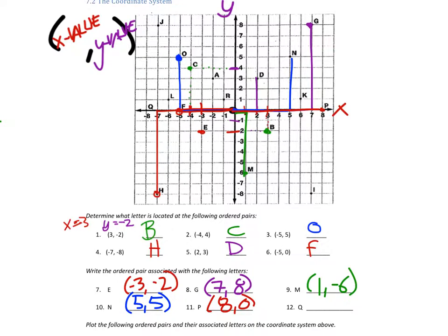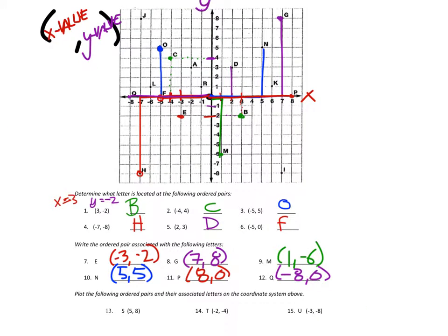And then finally Q, which is this point, is just to the left 8. So that's negative 8, and then up or down 0. There we go. So S is at 5, 8, so that'd be 5, and then up 8 right here. There's S. T at negative 2, negative 4 right here. And then U at negative 3, negative 8. That's what I got.